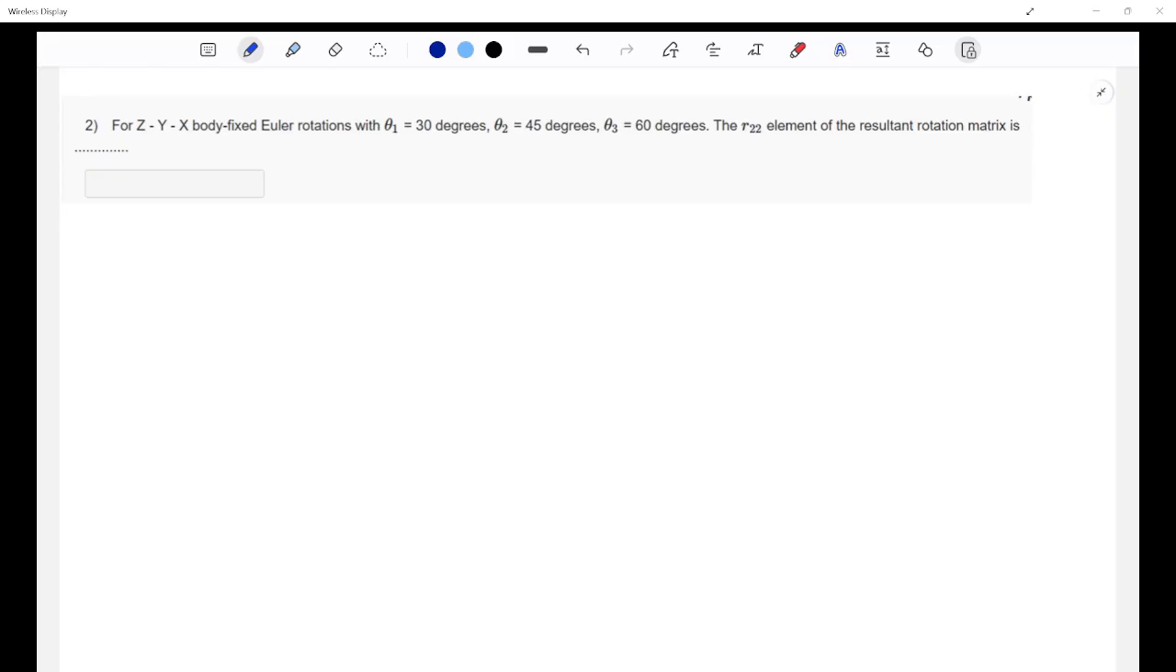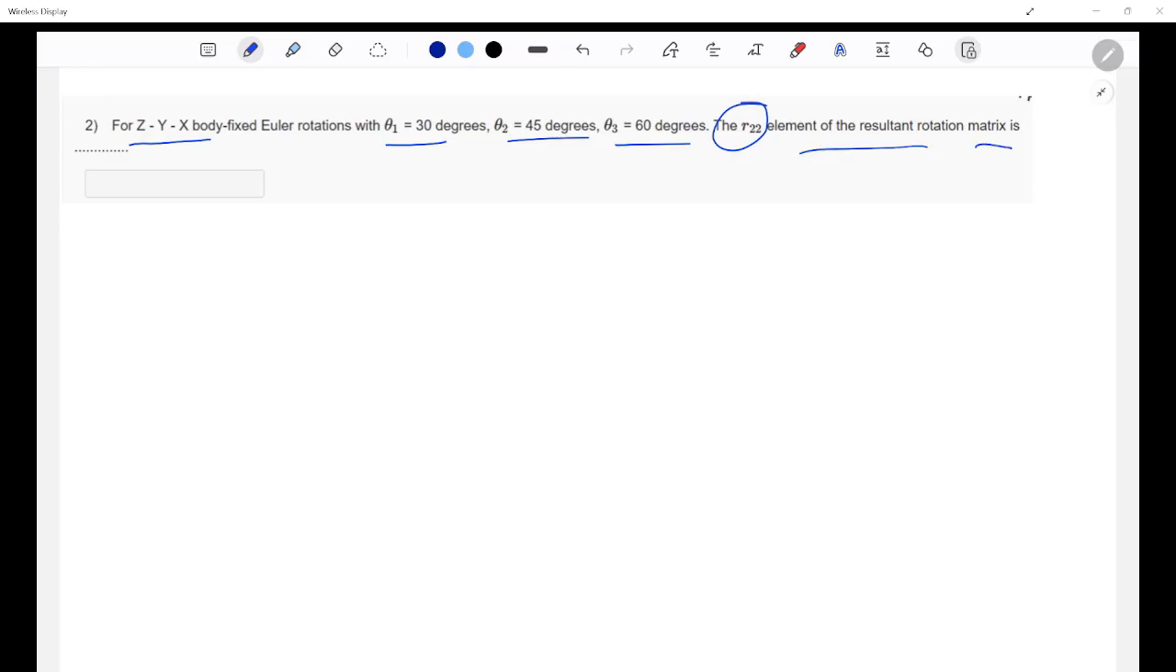So please let me know the answers before I write. That is also good. I request everyone to solve. So in this question, what is there? For ZYX body fixed Euler rotations with theta 1 of 30 degrees, theta 2 of 45 degrees, and theta 3 of 60 degrees, the R22 element of the resultant rotation matrix is what?